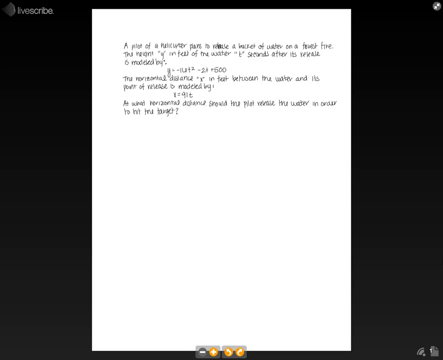The horizontal distance x in feet between the water and its point of release is modeled by x equals 91t. At what horizontal distance should the pilot release the water in order to hit the target? Alright, so our goal in this problem is to find x. So x equals 91t, so x is a function of t. So the first step is going to be to find t.